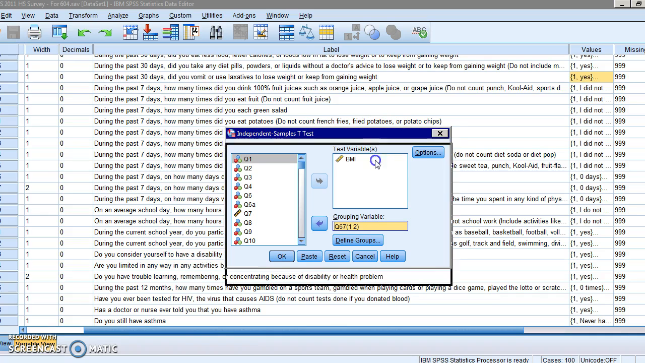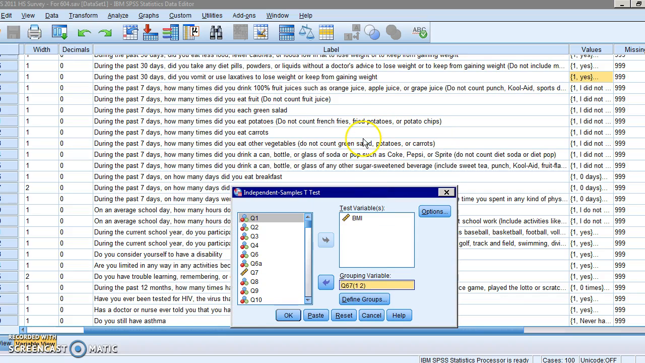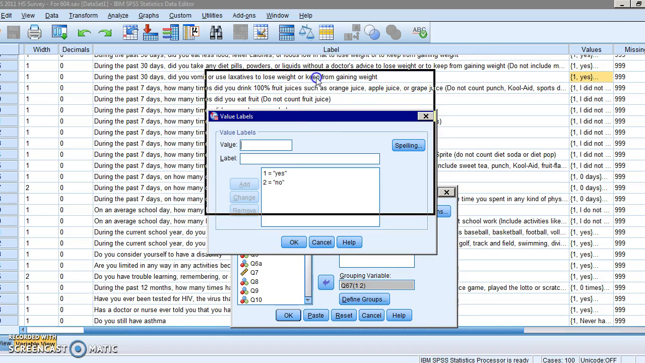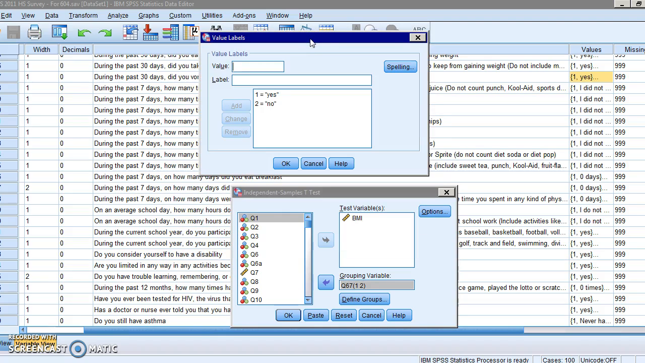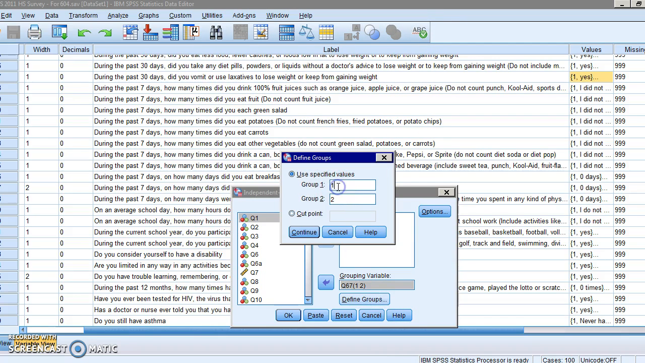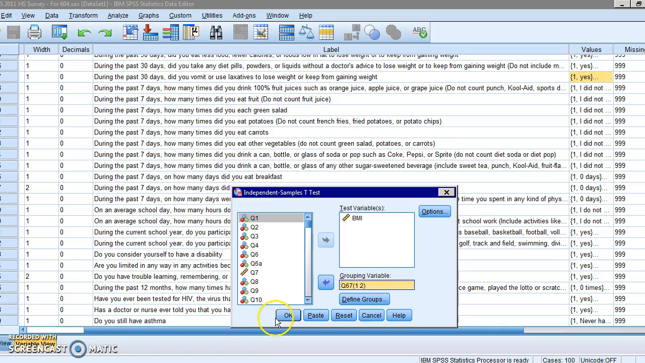So before you come here, we can go to question 67 and click over here to see how the questions were coded. So 1 is yes and 2 is no. That is how we're going to tell SPSS to define this group. Just type in 1 and then type in 2 and hit continue. Then we hit OK to get our output.